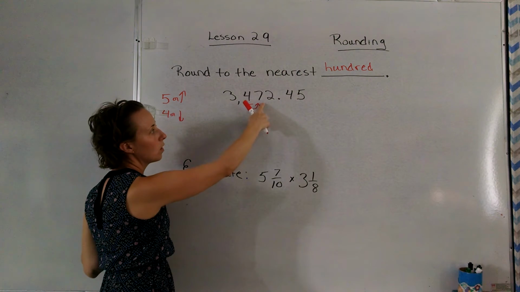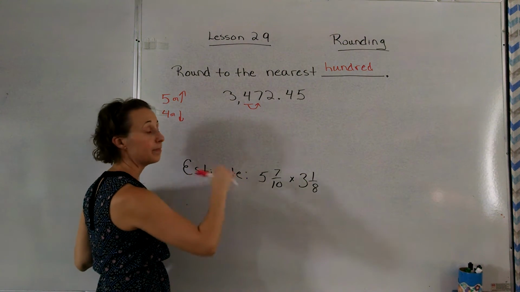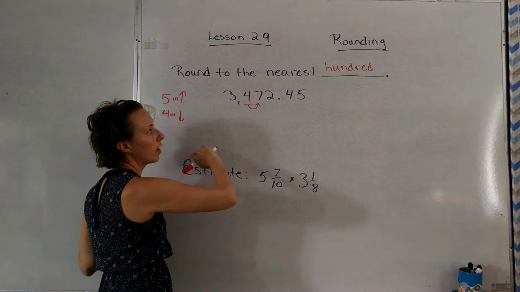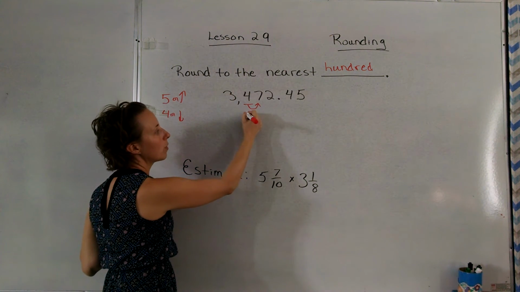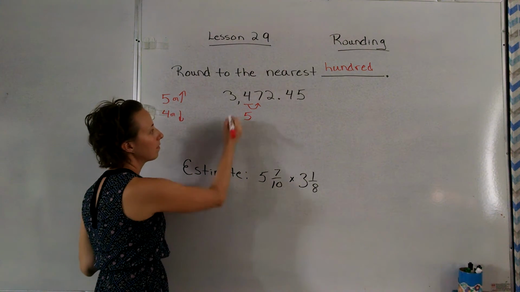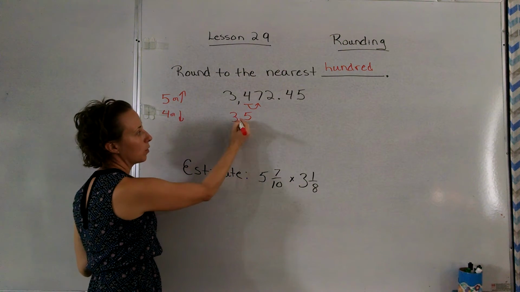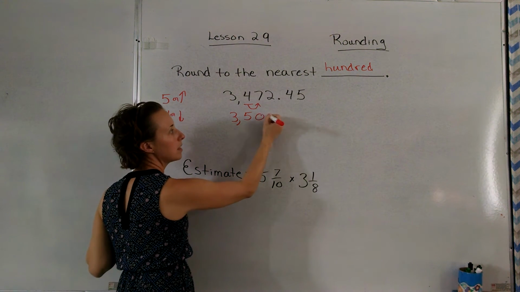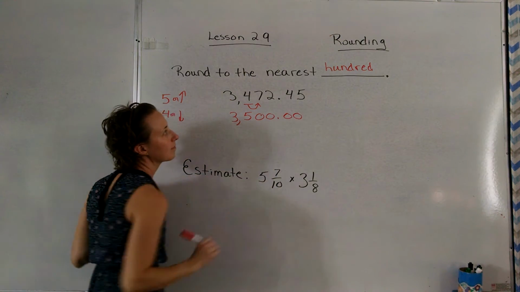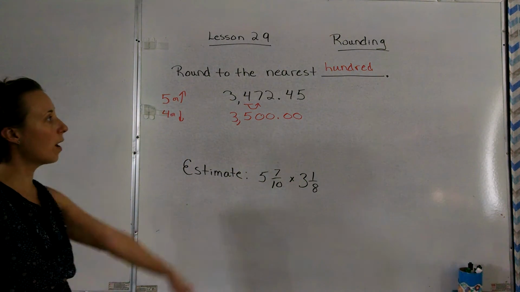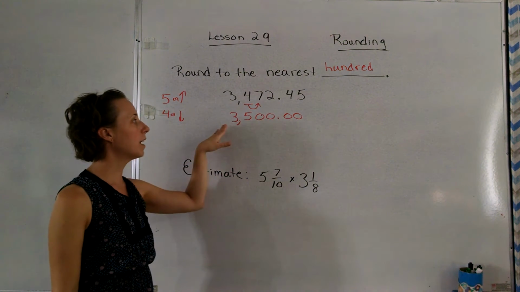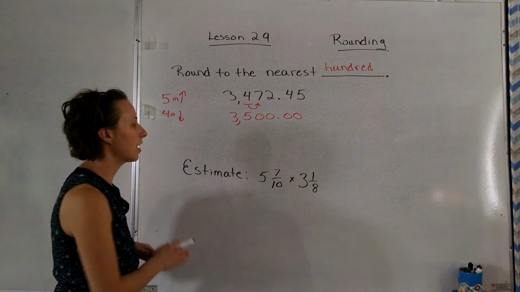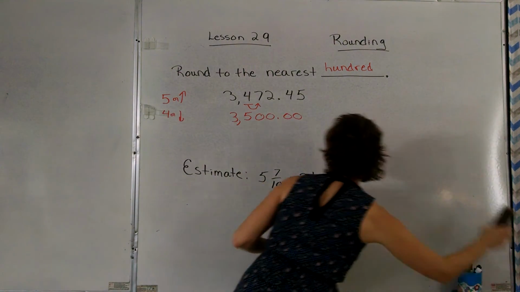So underlining the 4, looking next door, the number is 7. That is higher than 5. So we're going to round up the 100s. Instead of 400s, we're going to round up to 5. Now, any numbers that are on the left, we're going to keep. Any numbers that are on the right are going to become zeros. So 3,472 and 45 hundredths would become 3,500. Let's try it again. If you didn't get it, pause the video, please.